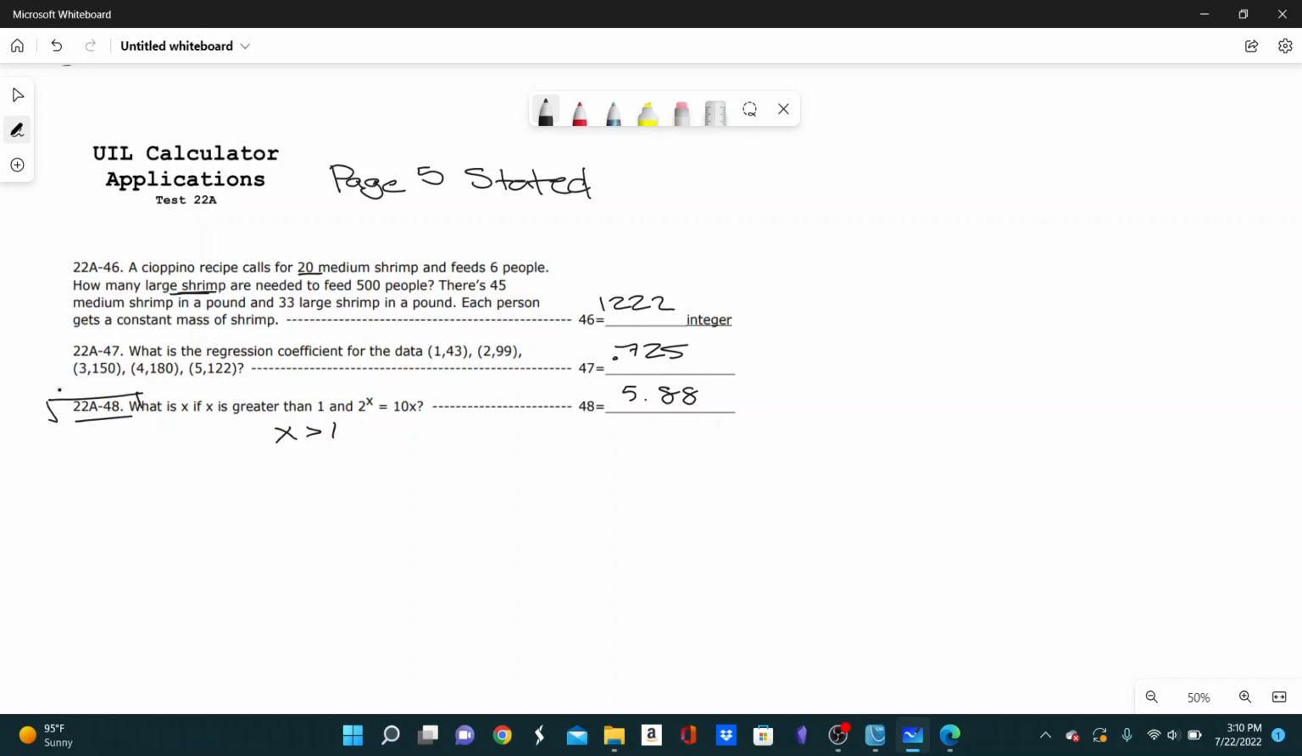And so if you're getting to this point in your test, you should never be skipping these because these are always just straight plug in your calculator, or just a simple graphing one where you just find the intersection point. These ones are always super easy.